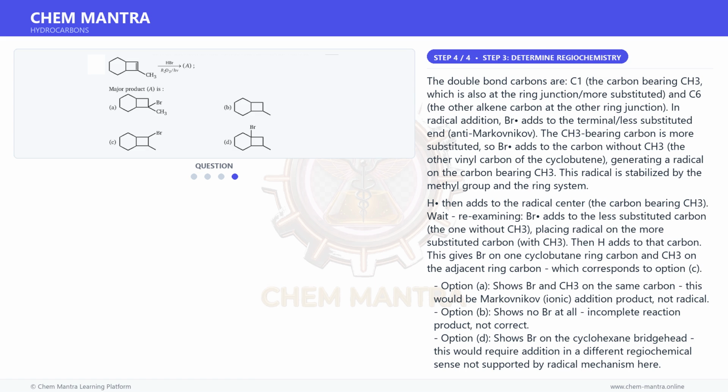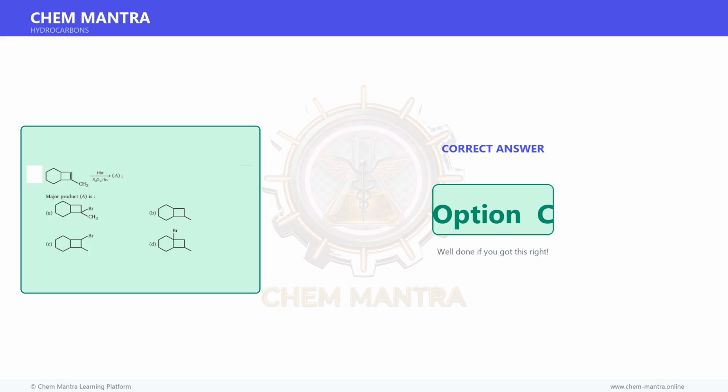Option C correctly shows anti-Markovnikov addition, Br on the cyclobutane carbon adjacent to the ring junction, the carbon that did not bear CH3 in the starting alkene, and CH3 on the neighboring cyclobutane carbon. Therefore, the correct answer is option C.